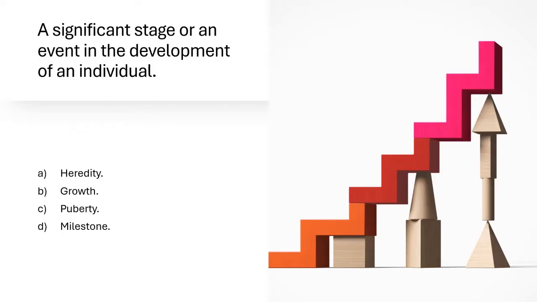A significant stage or an event in the development of an individual. Is it heredity, growth, puberty, or milestone? The answer is milestone. Each significant stage is known as a milestone. So milestone refers to a significant event or stage that marks progress in a person's development. It can encompass various aspects of growth, including physical, cognitive, social, and emotional development.